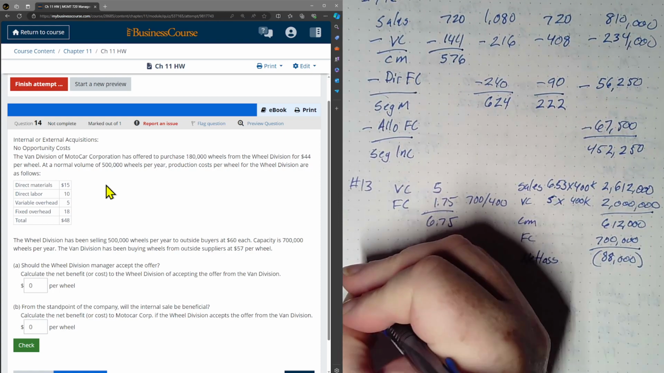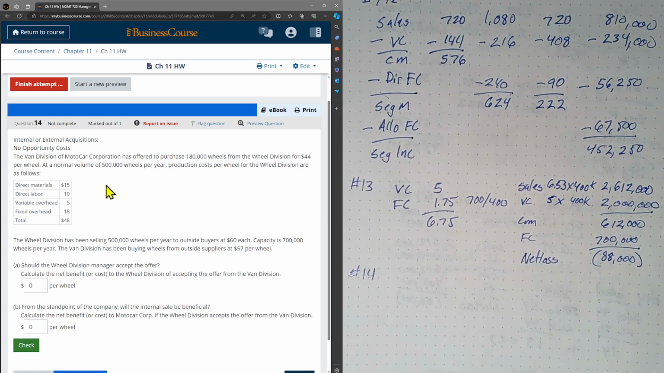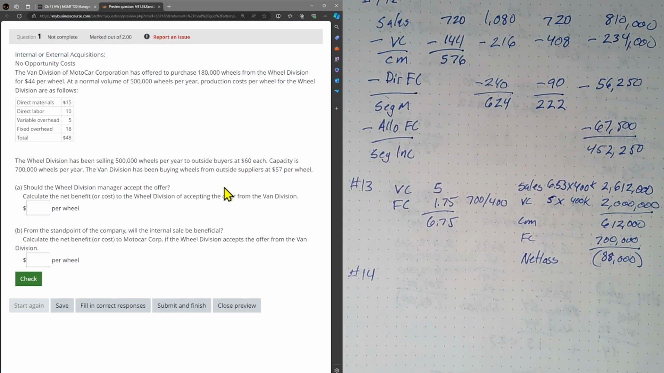So here, number 14, the van division of Motorcar has offered to purchase 180,000. Okay, so we have two divisions, a van division and a wheel division. Has offered to purchase 180,000 wheels from the wheel division at $44 per wheel at a normal volume of 500,000 wheels per year. So the wheel division is already producing 500,000 and selling them to someone else. And internally, the van division has now decided they want to purchase 180,000 on top of the 500,000.